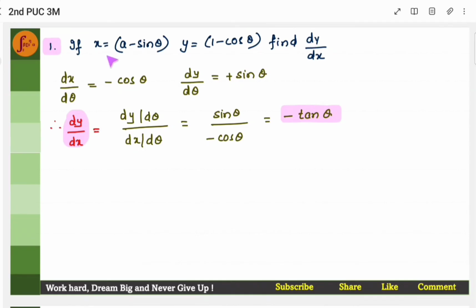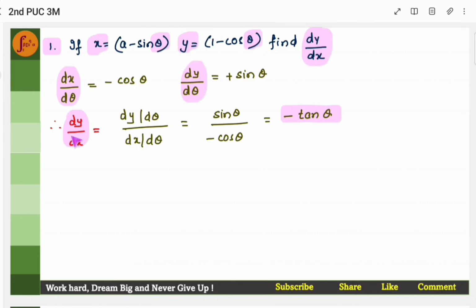Parametric function means you have three variables. You have x as a function of theta, and y as a function of theta. So, you have three different variables, right? That's why it's called parametric. You're trying to find dy by dx, but you have theta here as the term. So, what I will do is first differentiate the x expression with respect to theta, so I'll get dx by d theta. Then I'll differentiate y with respect to theta, and I'll get dy by d theta.